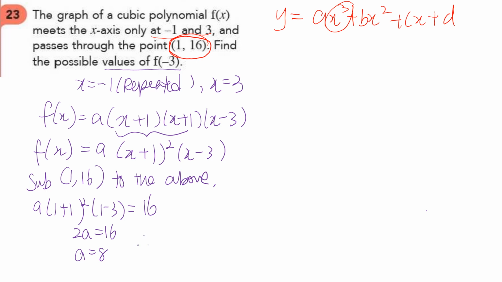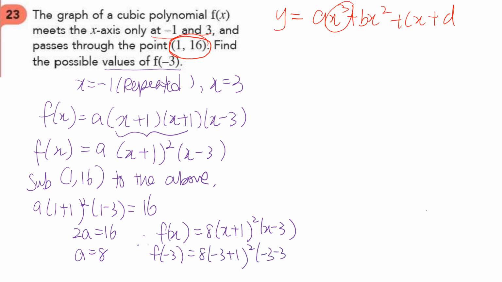Right, so therefore case number 1 is f of x equals 8 bracket x plus 1 squared bracket x minus 3. Then to find f of negative 3, you substitute x to be negative 3. Use a calculator: 8 bracket negative 3 plus 1 squared times another bracket negative 3 minus 3. That gives you negative 192.